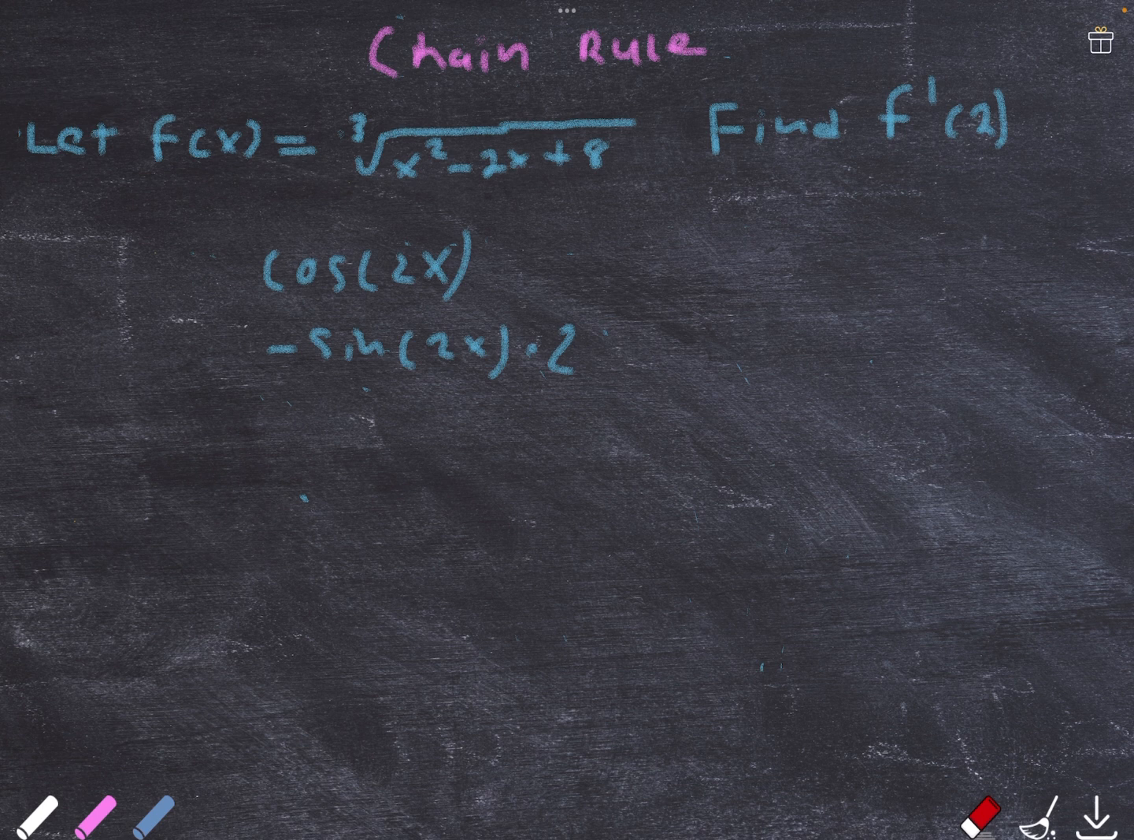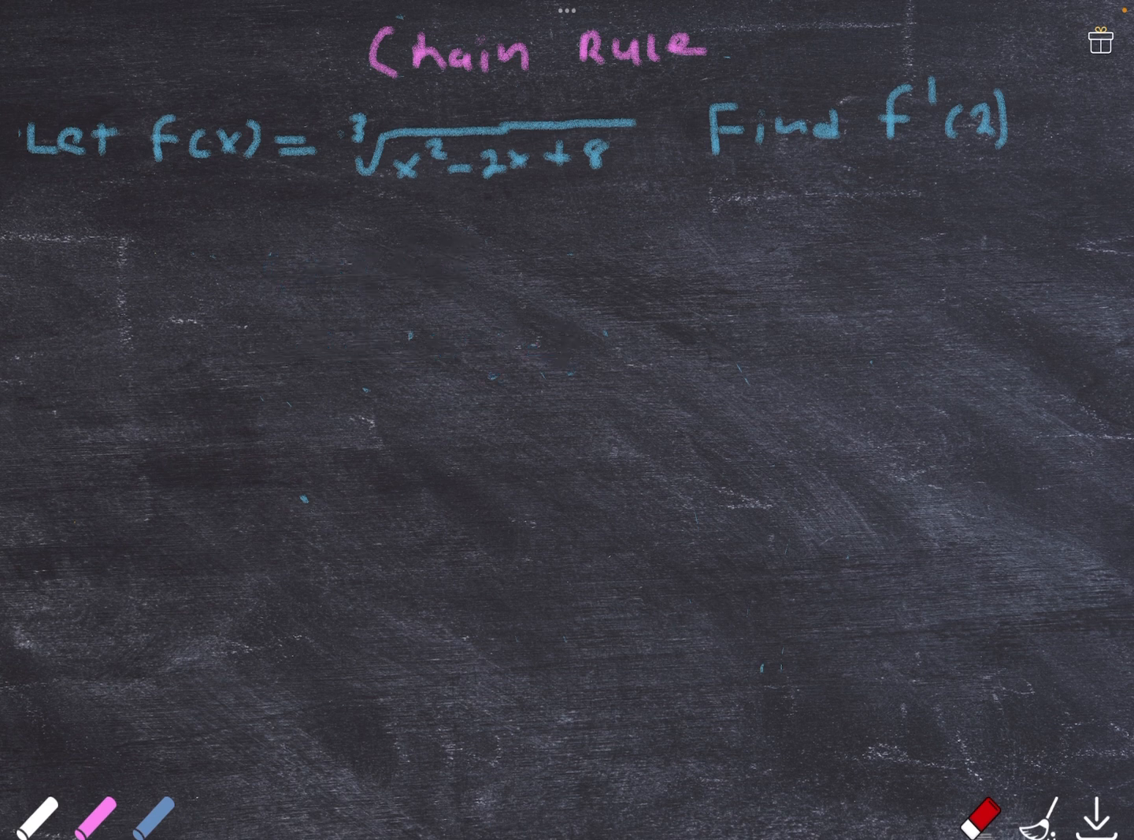And we're going to apply that same idea to this equation, which is f of x equals the cube root of x squared minus 2x plus 8. And we're supposed to find f prime of 2. So now I'm going to erase this here.